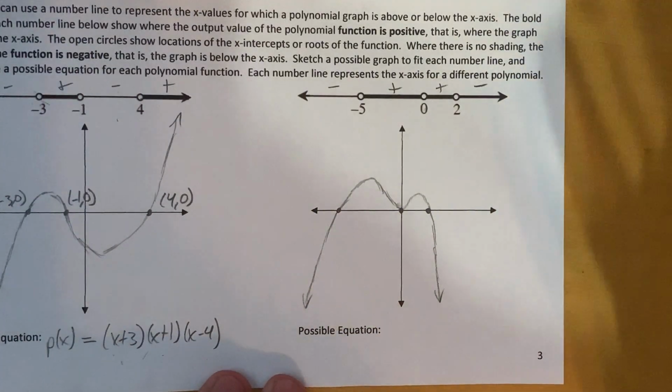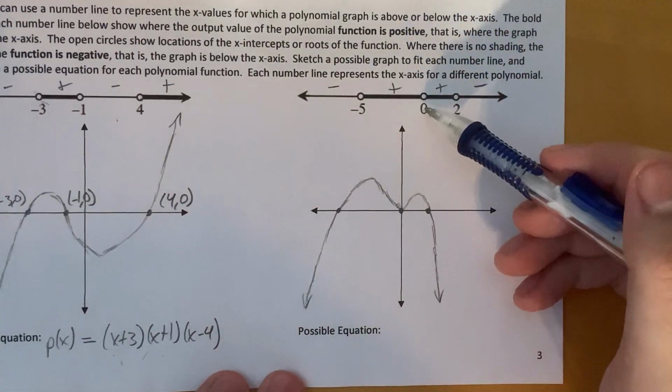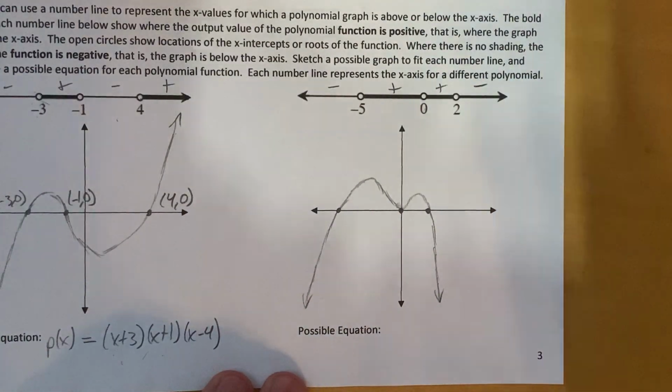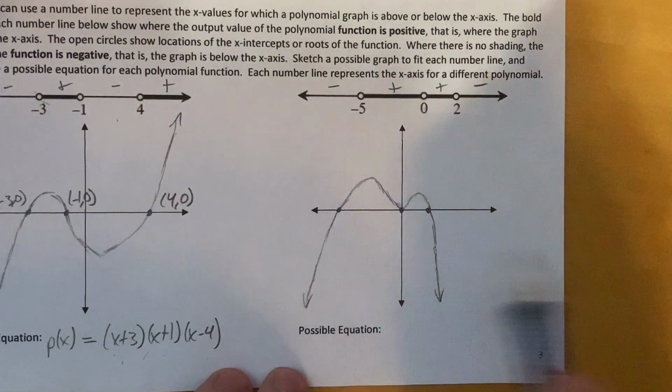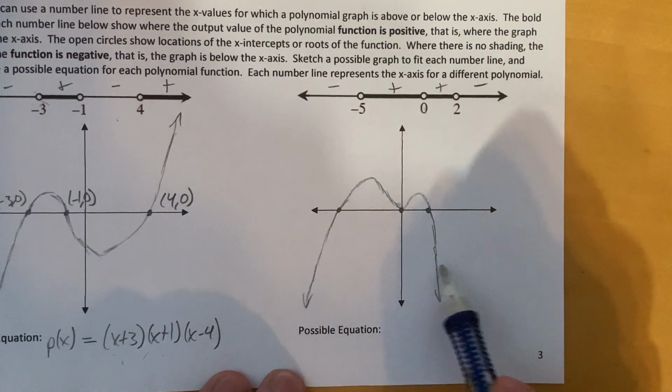So what is it going to be? It's going to be a 4th degree polynomial. That's why it's a double root at x equals 0. Now what's my other question? What's the leading coefficient? Leading coefficient is a negative because it's even and it's going down, down.